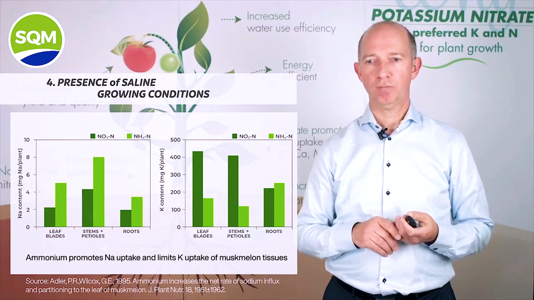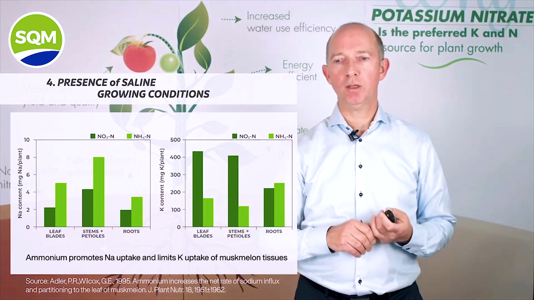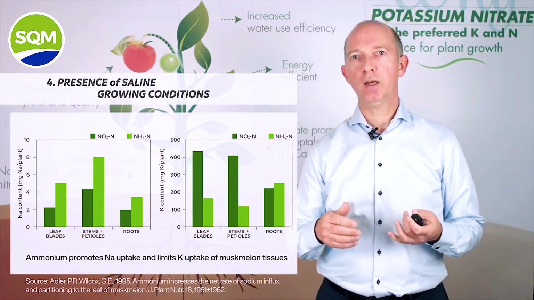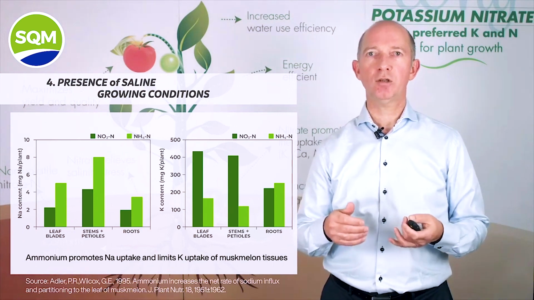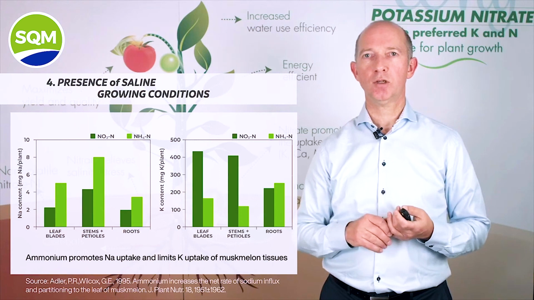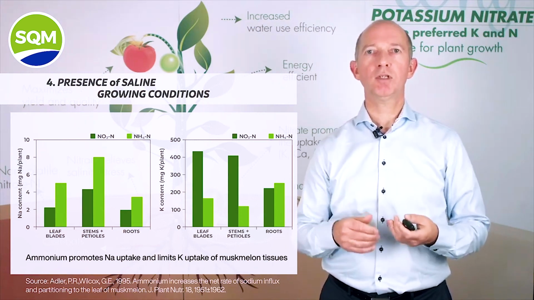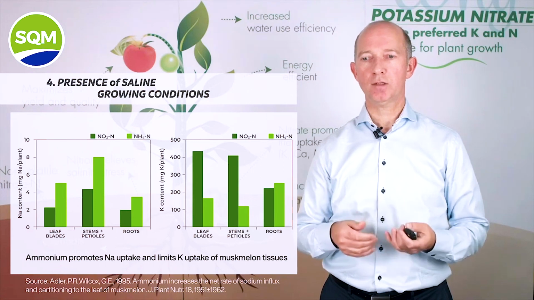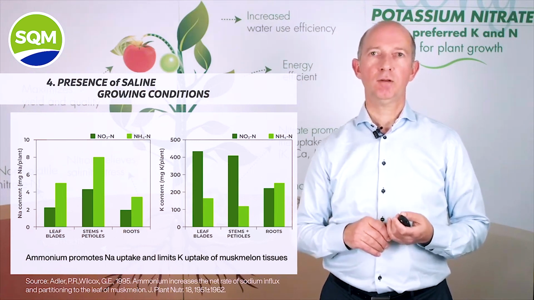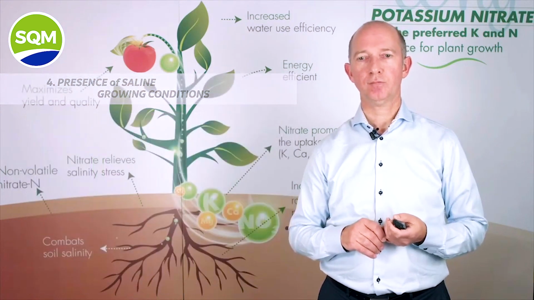If we go to the right side, where we look at the potassium content, it's clearly shown, as in other studies before, that with nitrate there's a synergistic action between the negative nitrate charge and the positive charge of potassium. They enter the plant together, and therefore more potassium is found in the leaf blades, stems, petioles and roots when plants are fed under the nitrate form compared to the ammonium form.